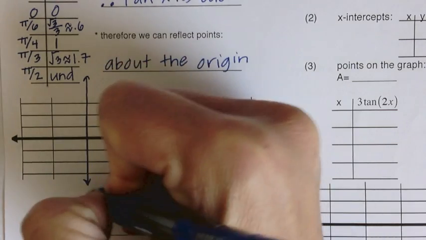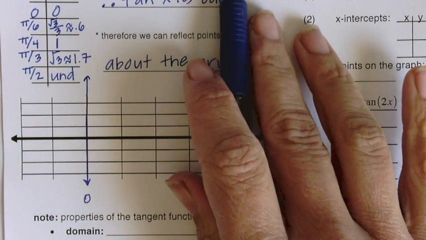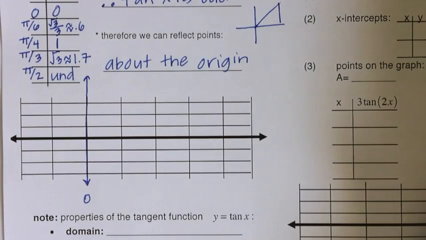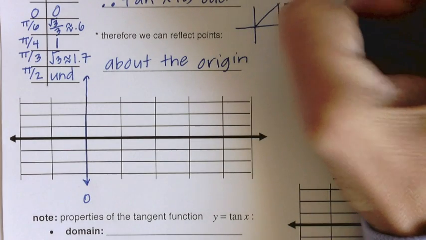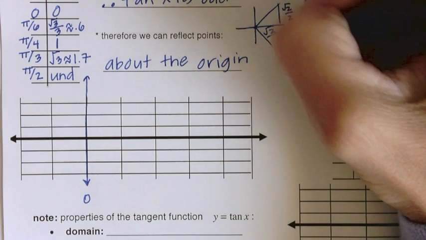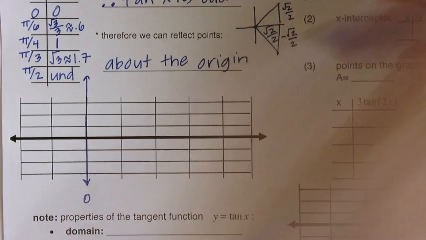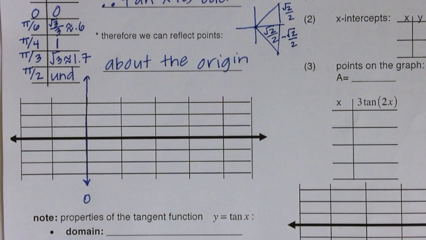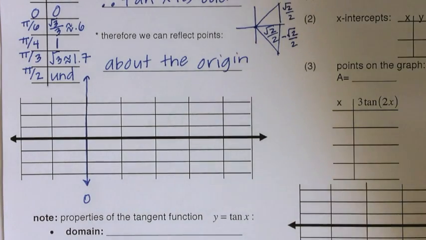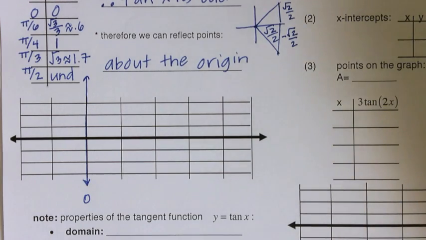The reason why I'm doing this is because it's symmetric about the origin. And I could show you how the tangent is odd. It has to do with the fact that if you do a pi over 4 angle right here, you have root 2 over 2 over root 2 over 2. So the tangent of pi over 4 would be 1. And if I do the tangent of negative pi over 4, it's negative 1. So they're opposites, which means that it's odd and therefore symmetric about the origin. We've done this a lot, so I'm not really going into detail on it. You can look at the sine or cosine video because I go over it again there.